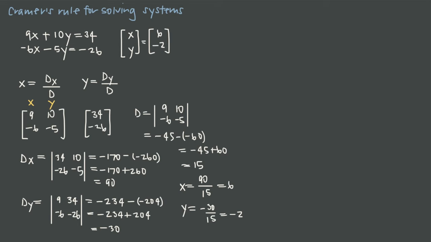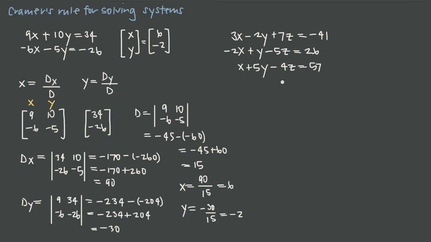And then we can also do this for systems of 3 equations in 3 unknowns. It's the exact same process, except we're going to have 3 by 3 determinants. So for this one, let's go ahead and get our coefficient matrix. We have 3, -2, 1, -2, 1, and 5, and then 7, -5, and -4. And then our answer column solution will be the -41, 26, 57.